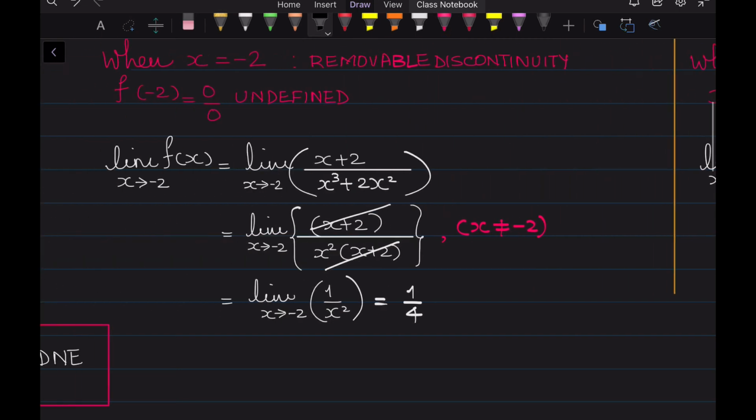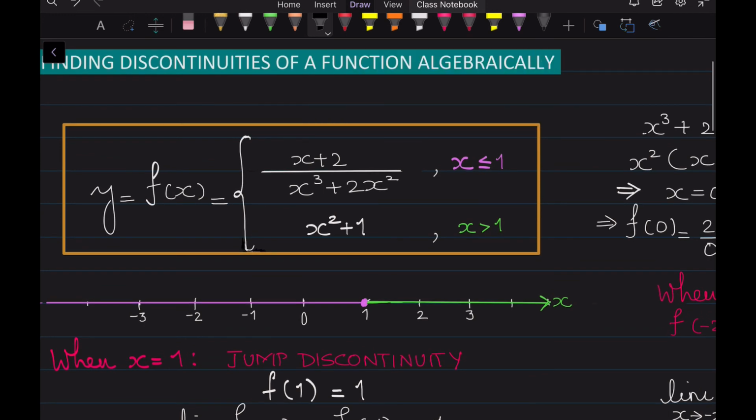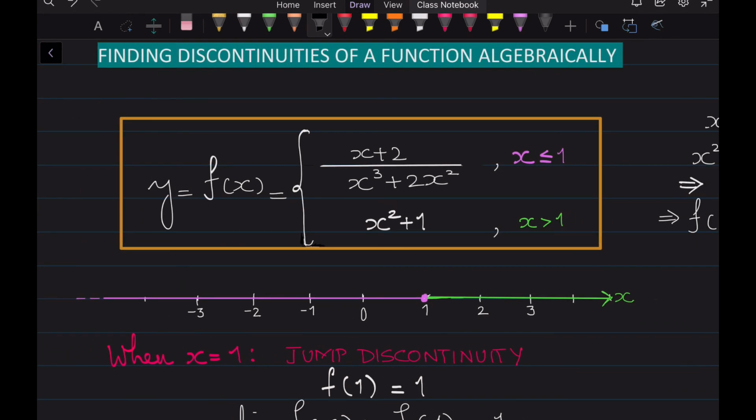Now let's come back to the function right here. So after all this discussion, we found that this function is not continuous at x is equal to 1, at x is equal to 0, and at x is equal to -2. So what about the rest of the numbers? This function is continuous on the rest of the numbers.